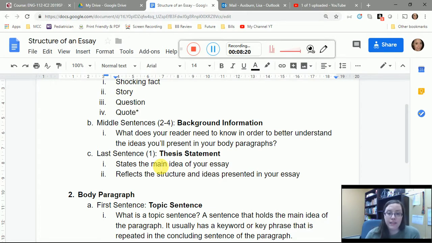The final sentence of your introduction is your thesis statement, and this is the one that teachers might argue is the most important sentence of your essay. The reason that we would say that, and I agree, is because your thesis statement holds the main idea of your essay. So if your essay is on, as essays should be, one narrowed subject, but you're going to explore that subject with details, description, storytelling, things like that, what's the main idea of your essay?